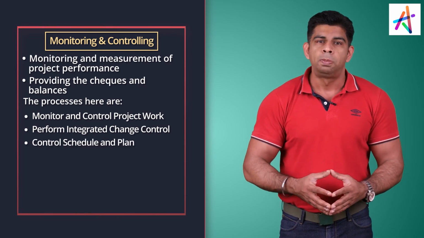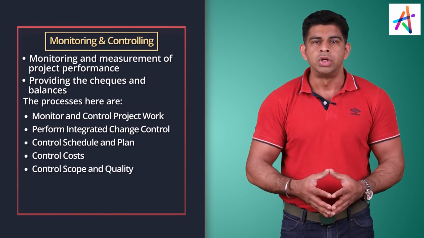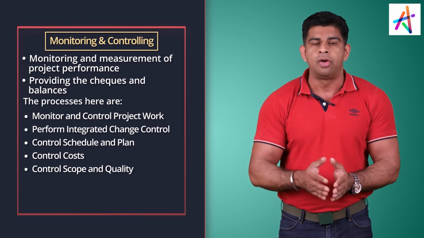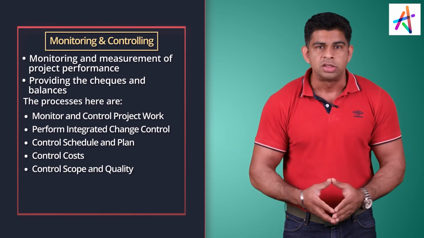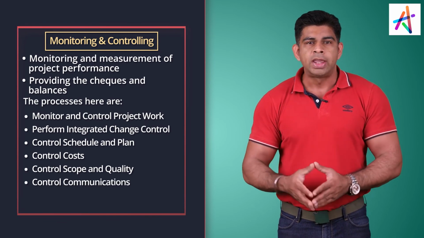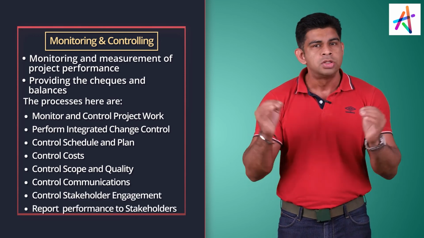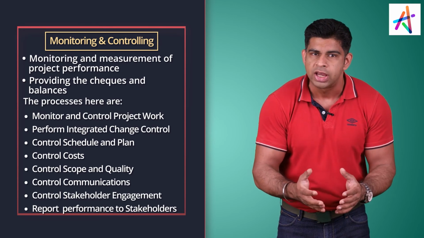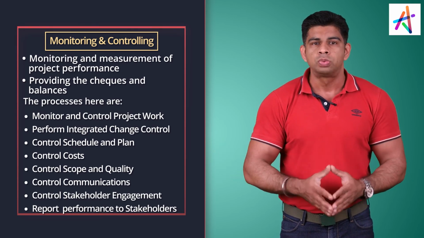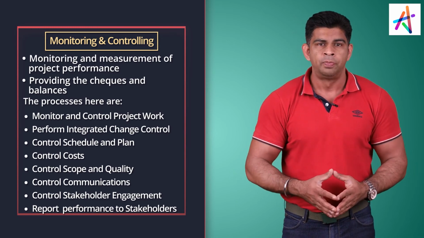Then schedule and plan control, cost control, scope and quality control, identify problems and implement the different solutions that you have come up with, and the method could be anything. We will speak about how we come up with the solutions. Control communication, control the stakeholder engagement, and report the performance to the stakeholders. Why am I saying stakeholders, not the entire, only the management? Because the reports will be sent out to the relevant stakeholders. Could be management, could be somebody else as well.